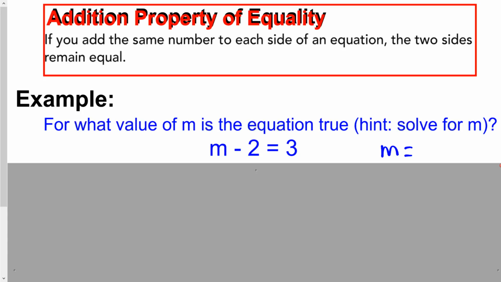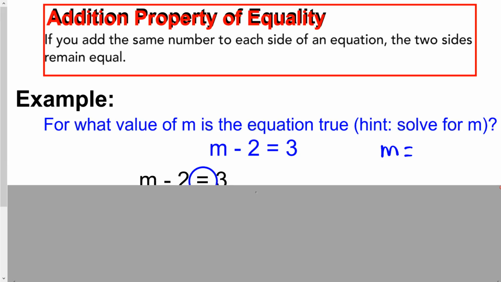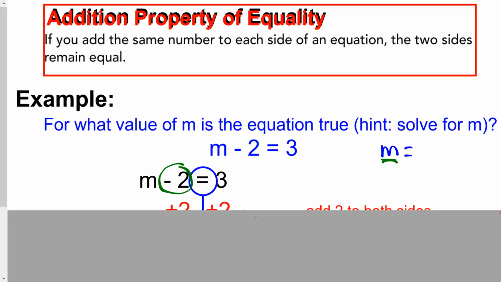But what if this is a hard problem? Then it might be a little harder for some of us. Let's see here. What if I use this addition property of equality? I have an equal sign, so maybe there's a way to get rid of this minus 2 so that we can get m isolated. And actually, there is a way using the addition property. We're going to do the inverse of minus, and by inverse I mean opposite. So what is the opposite of minus 2? The opposite of minus 2 is plus 2.